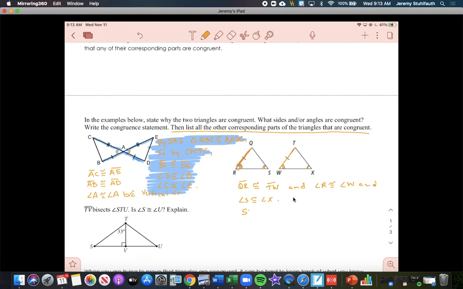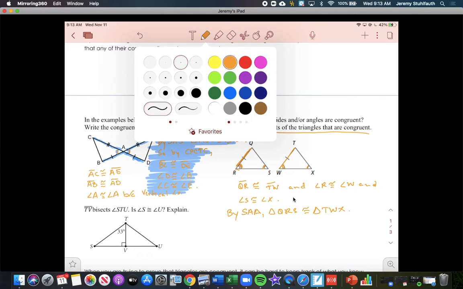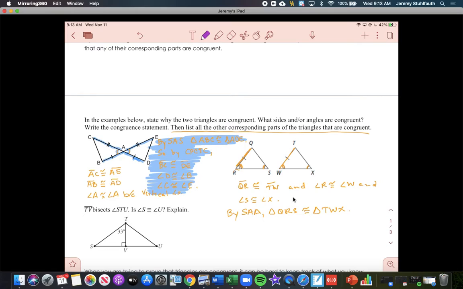So the question is, was that one of our four shortcuts? And the answer is, it is. So by side, angle, angle, triangle QRS is congruent to triangle TWX. And if we wanted to list out the rest of the congruent pieces of this triangle, we could say angle Q is congruent to angle T. We could say TX is congruent to QS, and we could also say RS is congruent to WX.